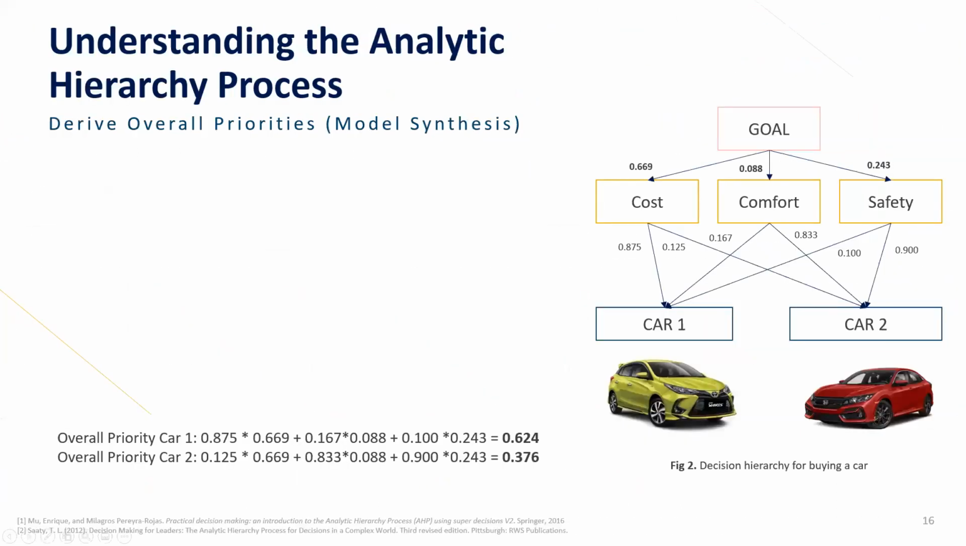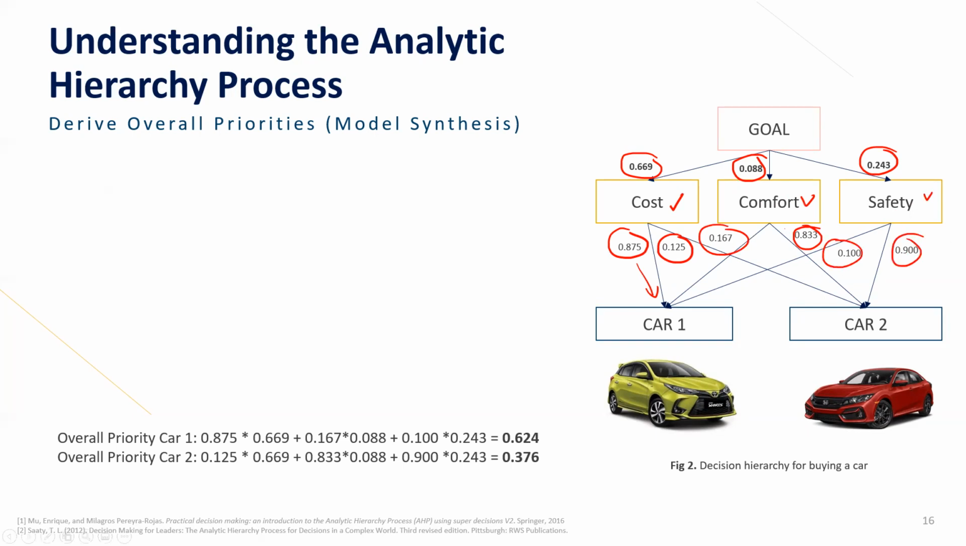Okay, next. If you already make sure of the consistency, then you can plot the value. Here you have the criteria that we have earlier. This one is the comparison of car 1 and car 2 relative to cost. You see that for cost, we prefer car 1 over car 2. But for comfort, we prefer car 2 over car 1. And for safety, we prefer car 2 over car 1.